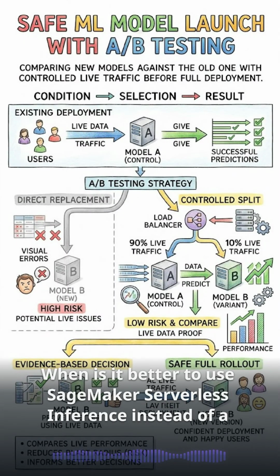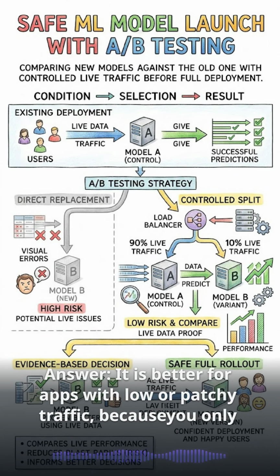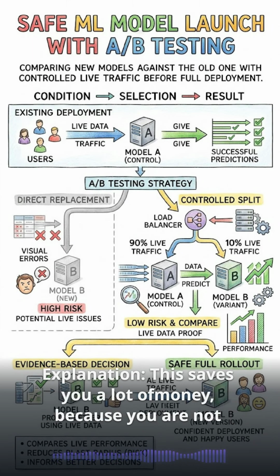82. When is it better to use SageMaker Serverless Inference instead of a standard real-time endpoint for your app? It is better for apps with low or patchy traffic, because you only pay when the model is actually working. This saves you a lot of money, because you are not paying for a server to sit idle and wait.